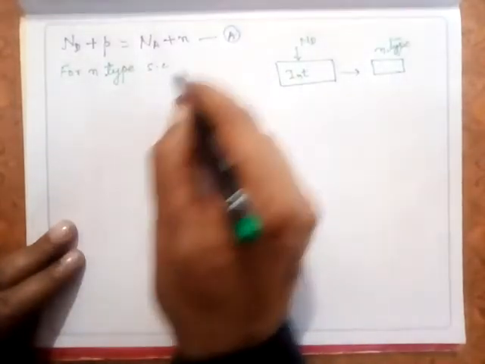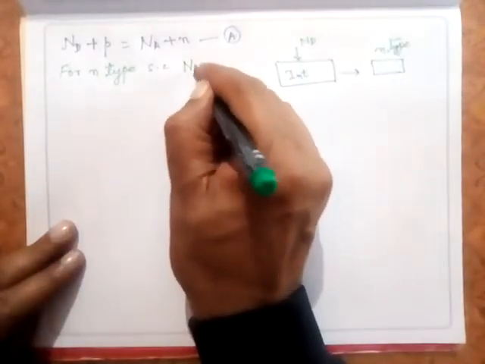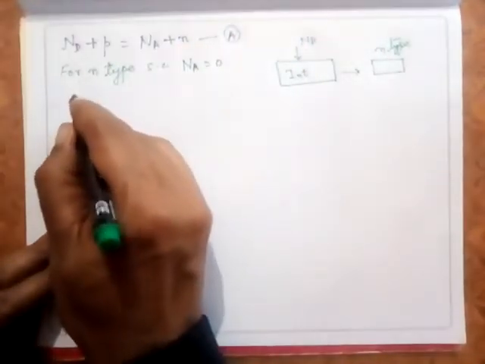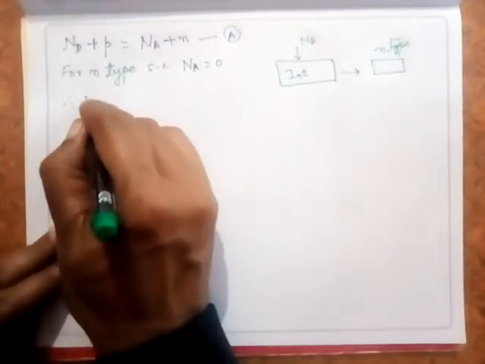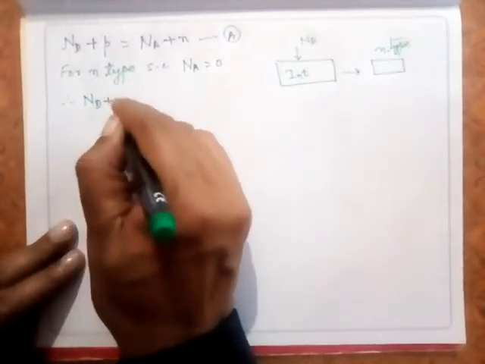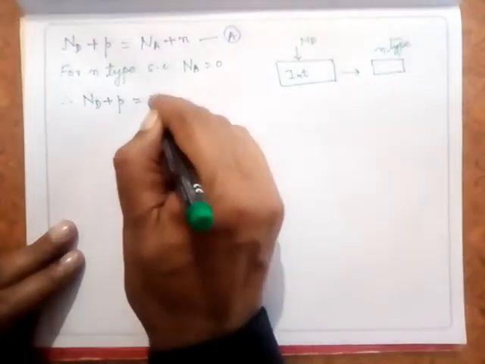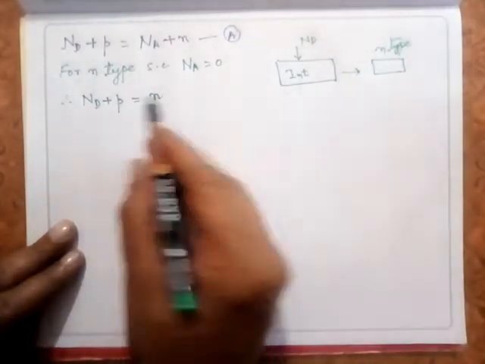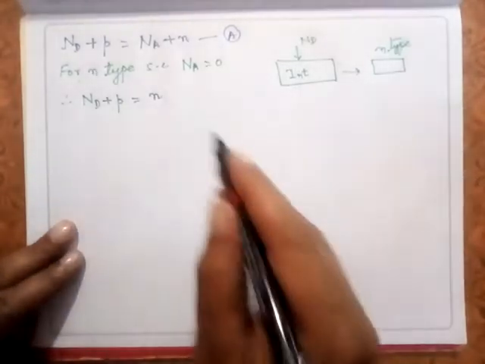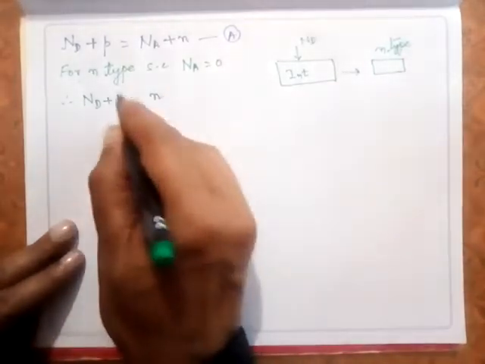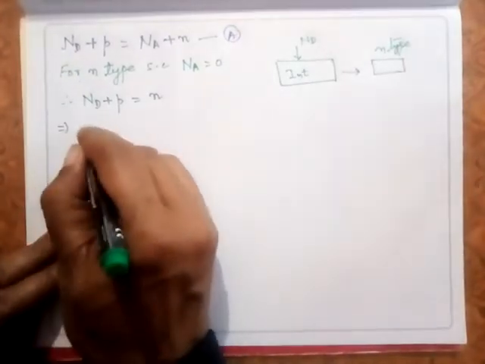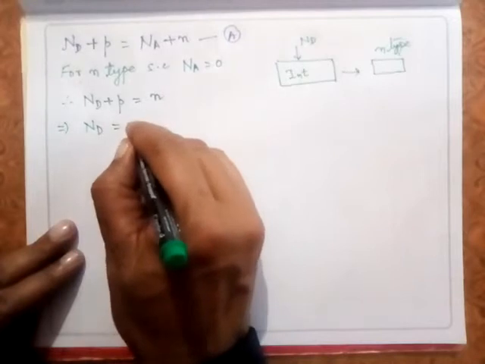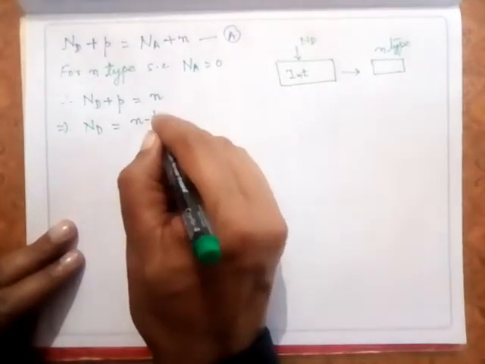For N type semiconductor, the value of Na is equal to 0. Very first thing is that. So in this equation, I substitute Na is equal to 0. Therefore, I can write Nd plus P is equal to N. I hope this is clear to you. This Nd plus P is equal to Na plus N. Or I can say that Nd is equal to N minus P from here. Nd is equal to N minus P.